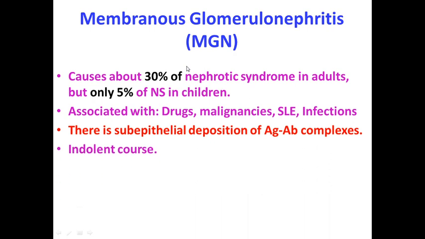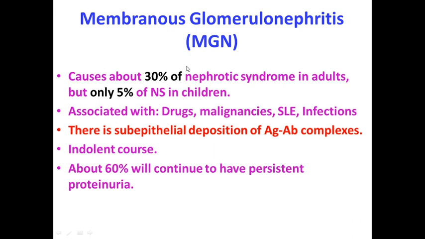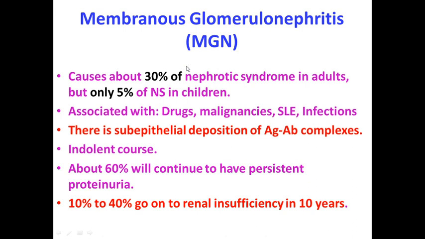It runs an indolent or insidious course, and about 60% will continue to have persistent proteinuria. 10 to 40% go on to renal insufficiency within 10 years.